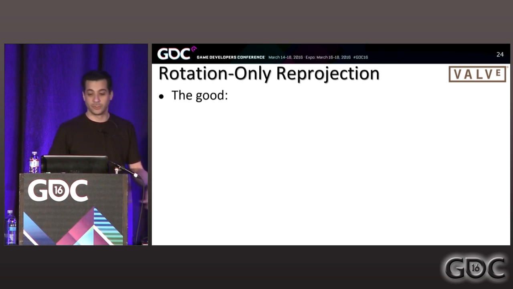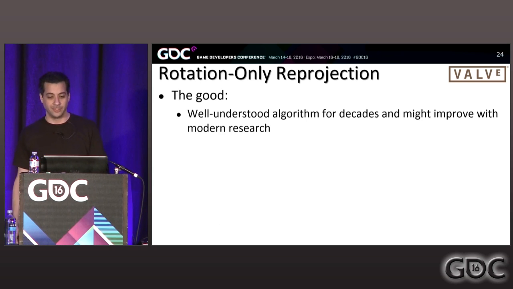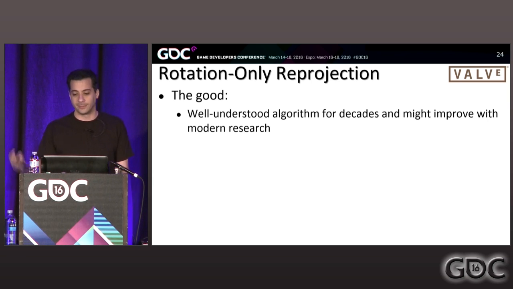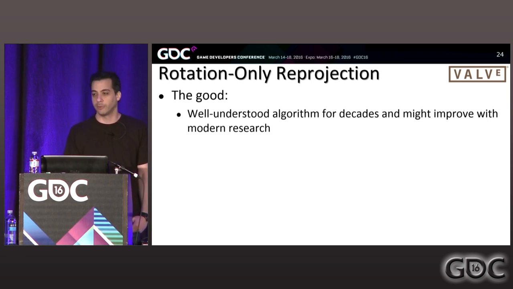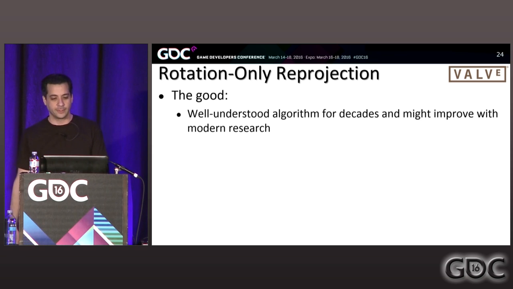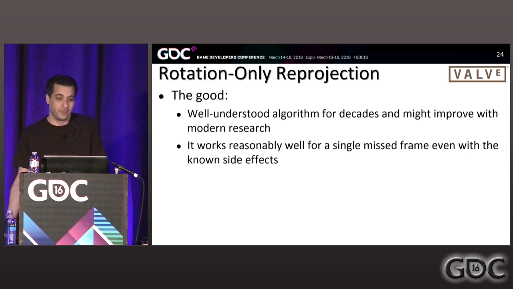So those are the side effects, but there are good things about reprojection. Obviously, it's a well-understood algorithm. We've known it for decades. It might actually improve. There are people looking at ways to improve rotation-only reprojection given these side effects. It works reasonably well for a single missed frame. Even with those side effects that we're aware of, for filling in dropped frames, it works reasonably well.